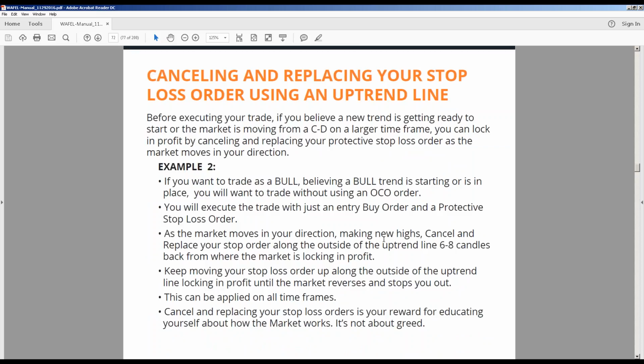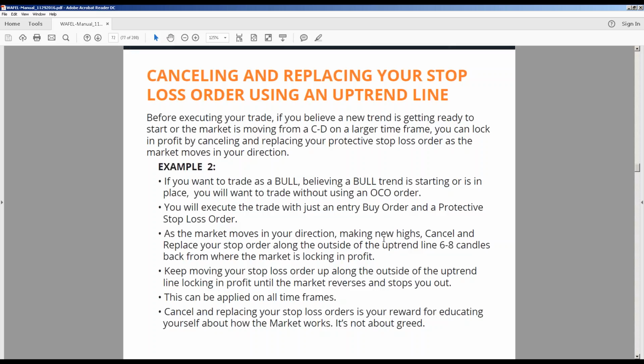Now we get to cancelling and replacing a stop loss order using an uptrend line. Before executing your trade, if you believe a new trend is getting ready to start, or the market is moving from a C to a D on a larger time frame, you can lock in profit by cancelling and replacing a protective stop loss order as the market moves in your direction.